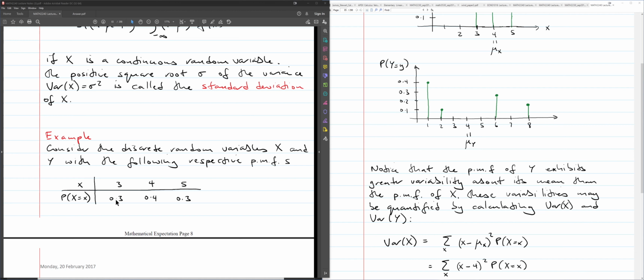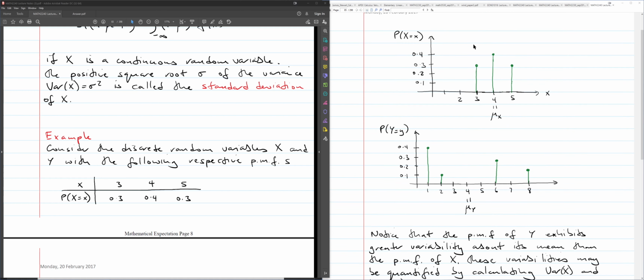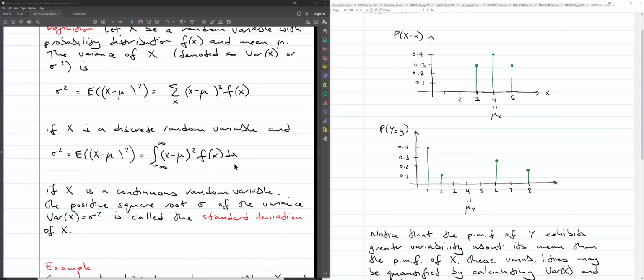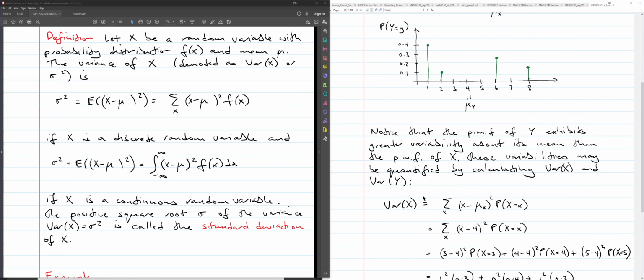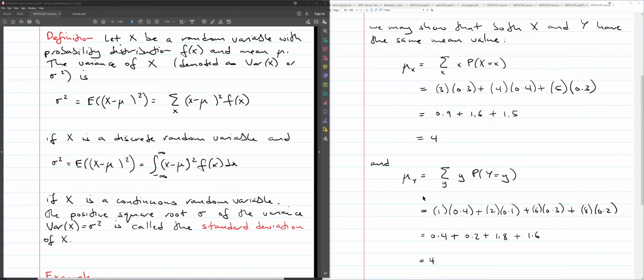The PMF of big X is given here. Big X has possible values 3, 4, and 5, and these are the probabilities. We saw already that you can illustrate the PMF of this discrete random variable on a line diagram. Now, for the definition of variance, in both the discrete and continuous cases, you need the mean first of all. So you need to work out the expected value of x first. I believe we did that already, but let's do it again.